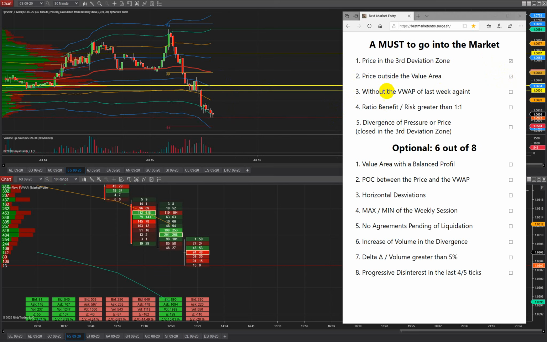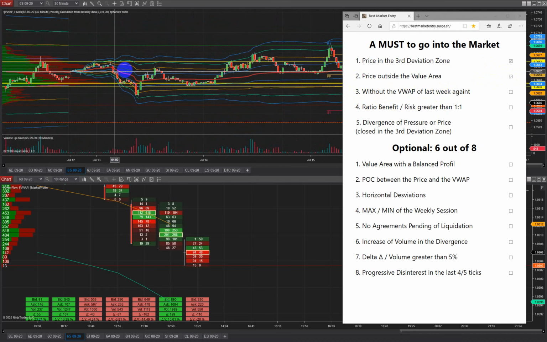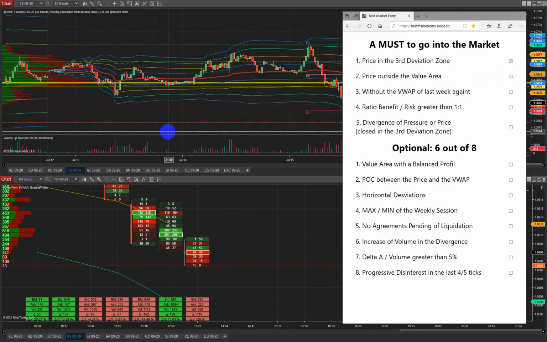Is the price without the VWAP of the last week against us? No, we don't have a VWAP against us for last week. Last week actually is paid. Here, you see, it ended up in the price. We do have a VWAP here from when?